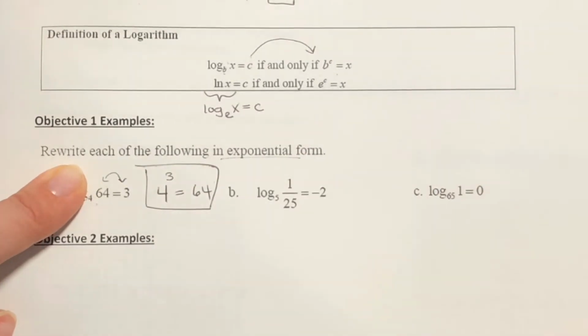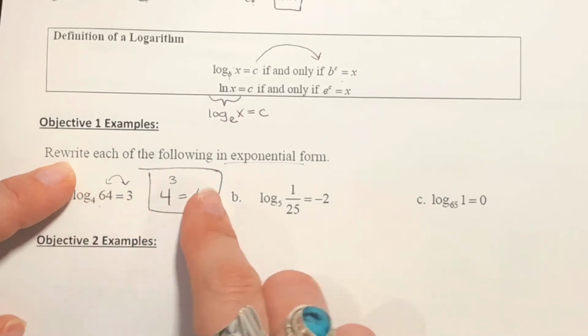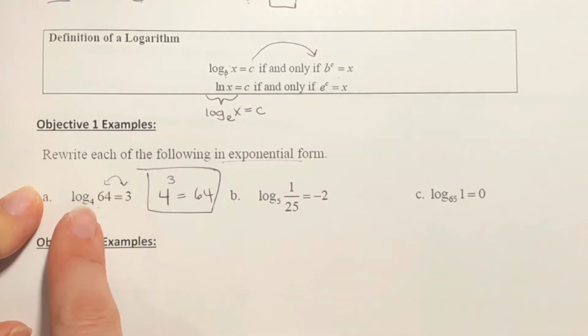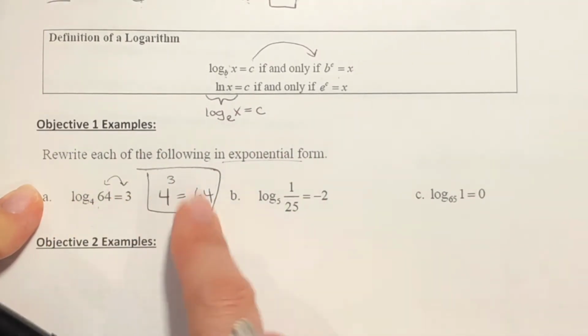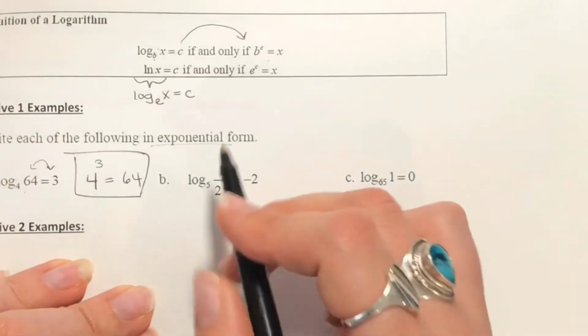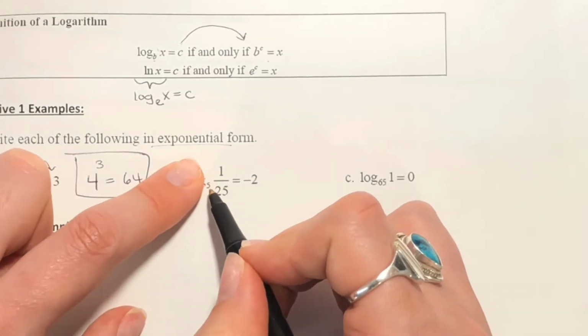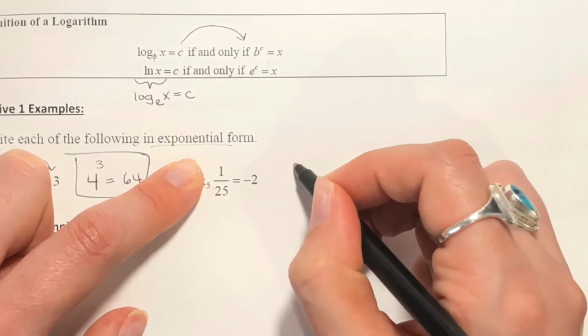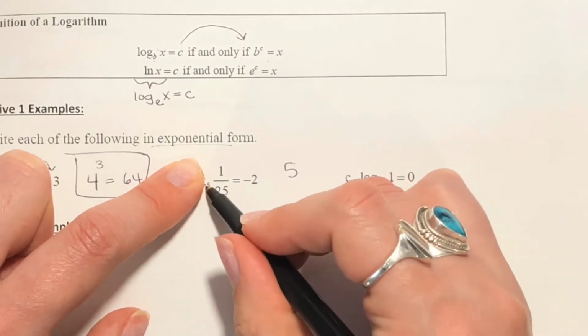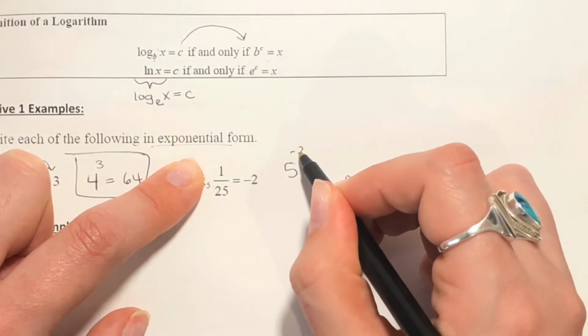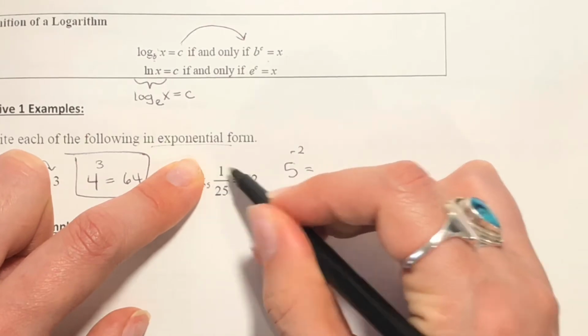So when they ask you to write in exponential form, you're just switching the format. You're not solving for anything. You're just going from one format to the other format. So same on this. If I cover up the log, 5 is my base for my exponential, but then -2 becomes the power, and then this is what it's equal to.